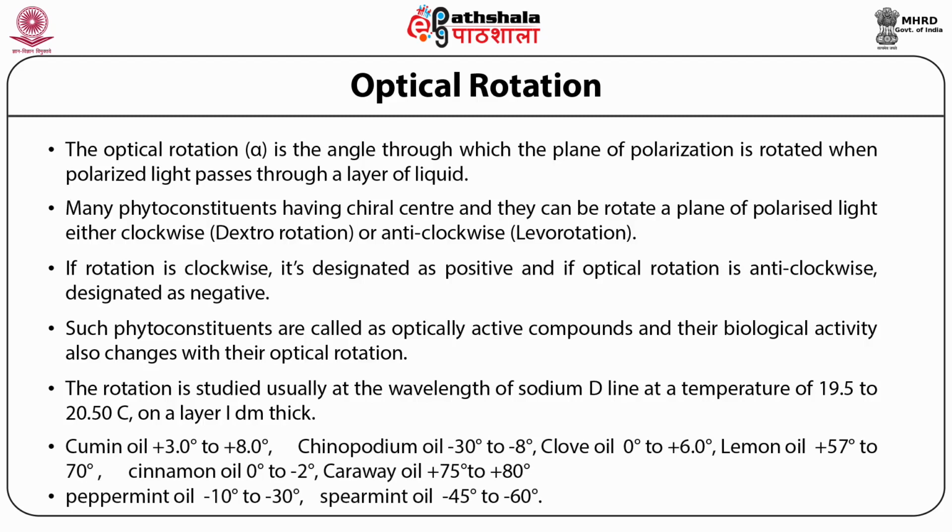Like cumin oil, it is dextrorotatory, plus 3 to plus 8. Chenopodium oil is levorotatory, and the optical rotation varies from minus 30 to minus 8. Clove oil varies from 0 to plus 6 degrees. For lemon oil, it is plus 57 to plus 70. Cineole oil varies from 0 to minus 2 degrees. Caraway oil is plus 75 to plus 80, and so on.